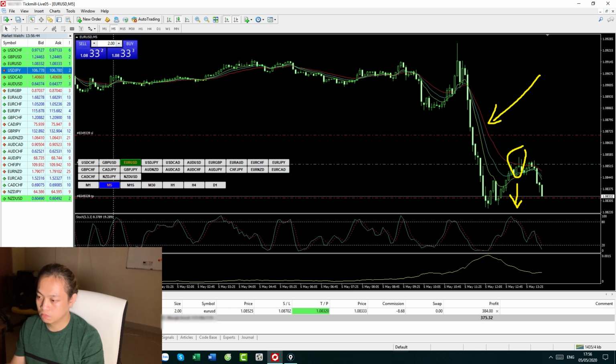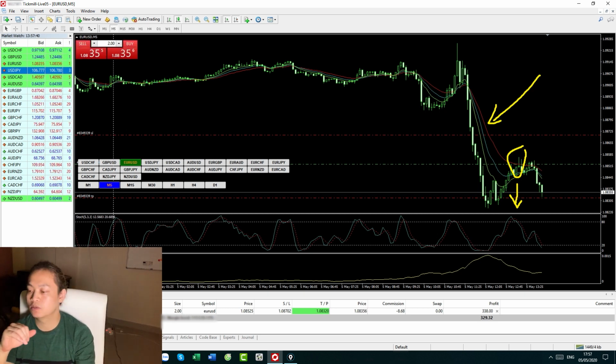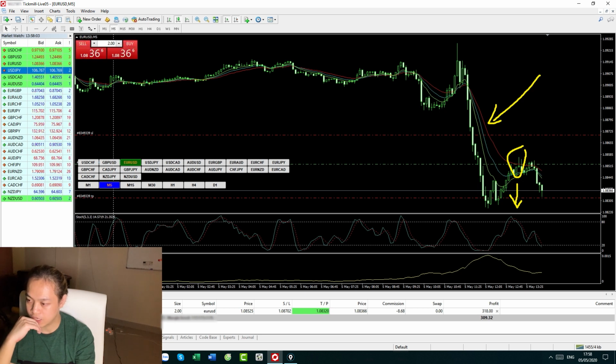Then it was just about 1 pip from my take profit, and right now you see the price. You can see that buyers and sellers are now fighting at this level. Obviously, with the previous bearish candle, sellers have the advantage in this case, but you know, buyers are also fighting hard. Let's see.